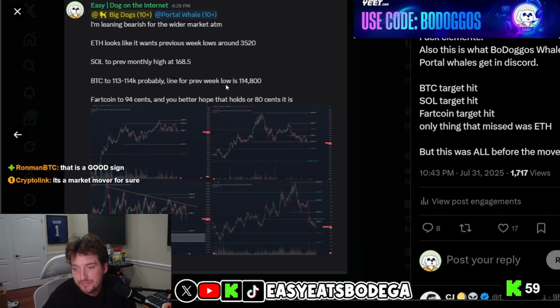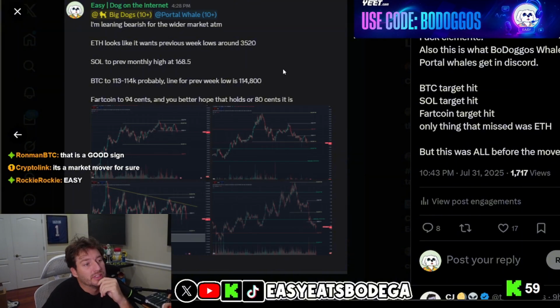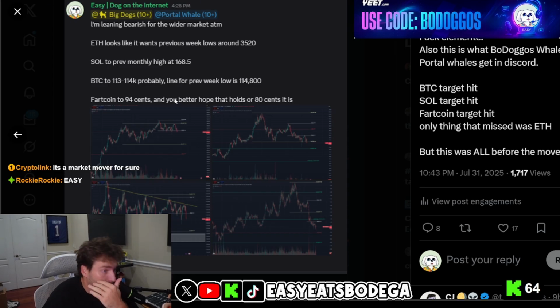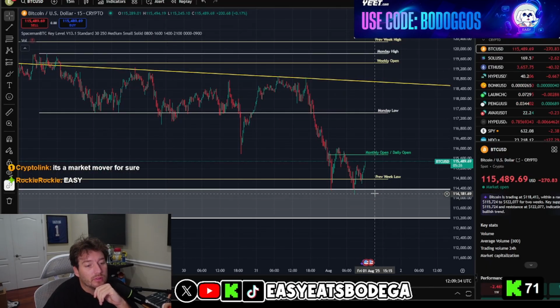Chicago whales. I'm leaning bearish for the wider market at the moment. This is at 4:30, by the way. ETH looks like it wants its previous lows around 35.20. Sold the previous highs at 168. Bitcoin to 113, 114K probably. Line for the previous week lows 114.8. We hit 114.248. We hit 114. Yeah, you almost tapped below 114.